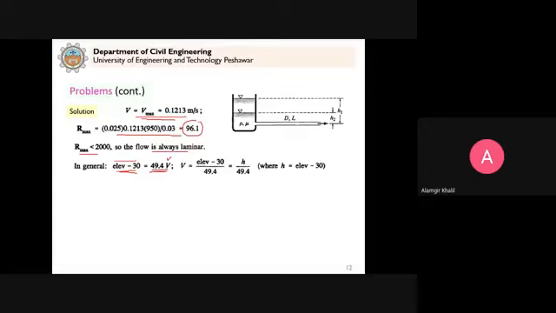So it means that velocity is equal to elevation minus 30 divided by 49.4. Let's say this we denote by h. So V is equal to h by 49.4. Now Q is equal to AV, pi by 4 into d square, keep the units consistent. V is now h by 49.4. So we get this equation.